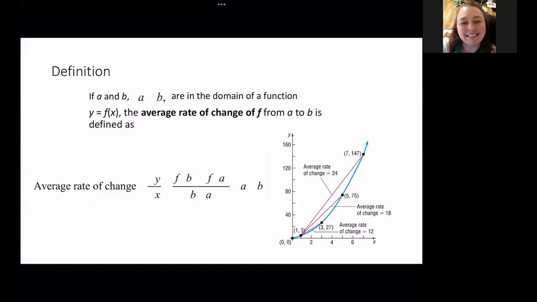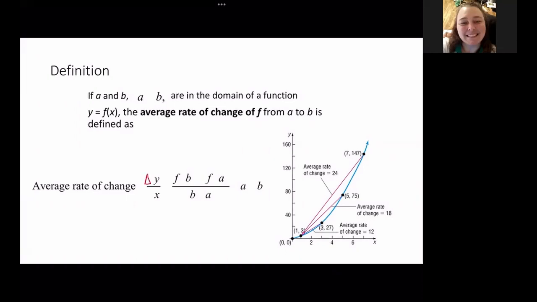This does not even look like what it's supposed to. f of b, f of a. Let's try that. a cannot equal b. I think that's right. There we go. Okay, beautiful. So what does this look like?